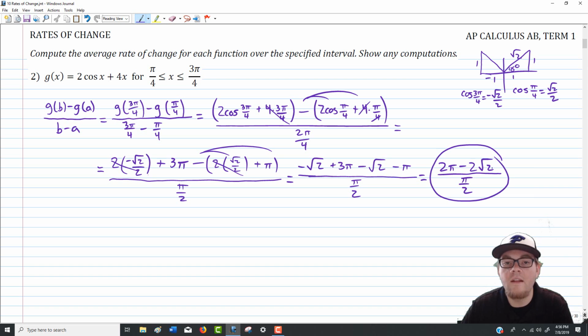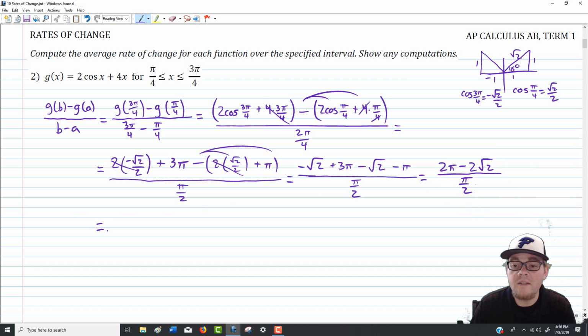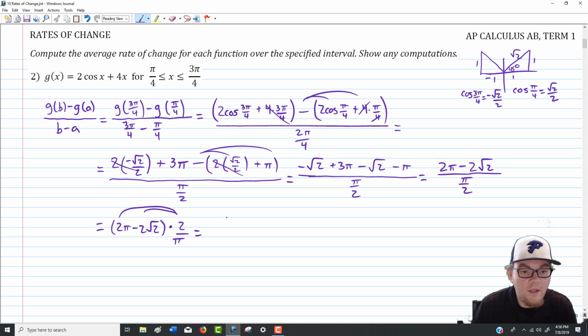So this is a pretty nice final answer, but personally I don't like the pi over 2 down there, even though this would be fully acceptable. So I just want to clean this up a little bit. So I'll go back to one of our old favorite friends. We are dividing by a fraction, which is the same as multiplying by its reciprocal. So if we distribute everything in, we're going to get 4 pi minus 4 root 2 all over pi.